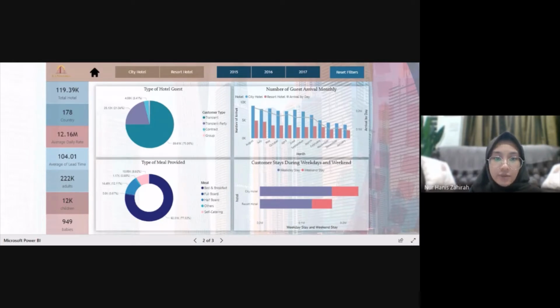So now let's move on to the first chart, which is a pie chart that discusses the type of hotel guest. A pie chart is a circular graph with portions proportionate to the data it represents. There are four main types of hotel guests. They are transient, transient party, contract, and group. Four distinct colors were used to present these four different types of guests.